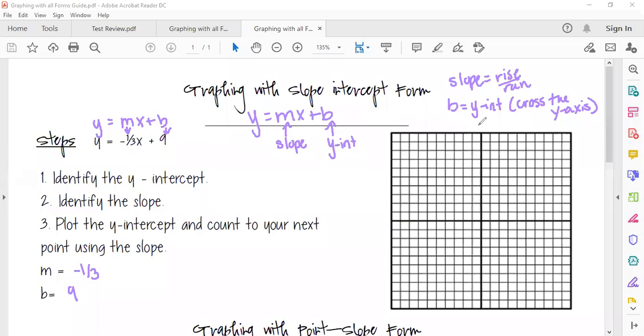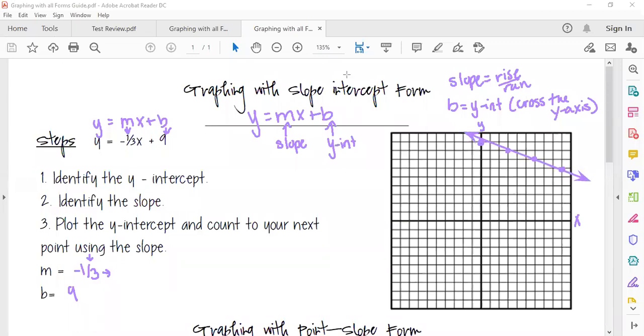So I find the y-axis. We know this is our y, this is our x. So I go 1, 2, 3, 4, 5, 6, 7, 8, 9, and I put a point. Then I'm counting my slope. My slope is negative 1/3, so that means I'm going down 1, right 3. So I fall 1, go right 3, fall 1, go right 3, fall 1, go right 3. And here I have the points for me to graph this line. I have everything I need, and I'm going to graph it straight through those points.